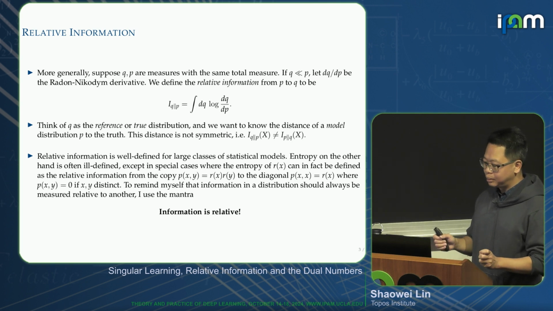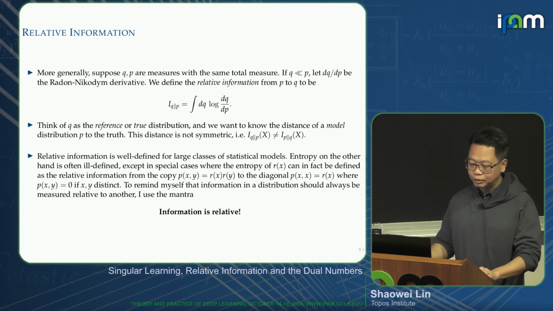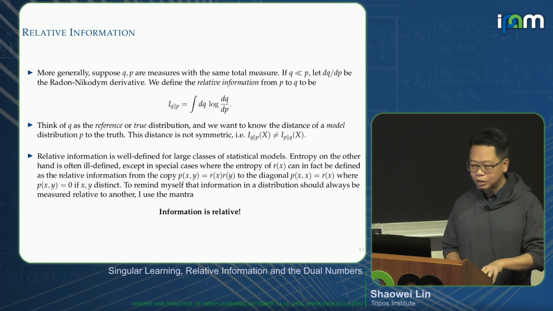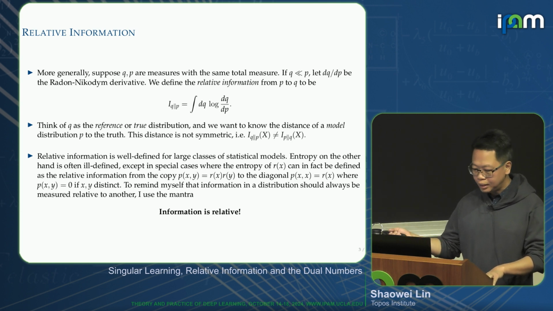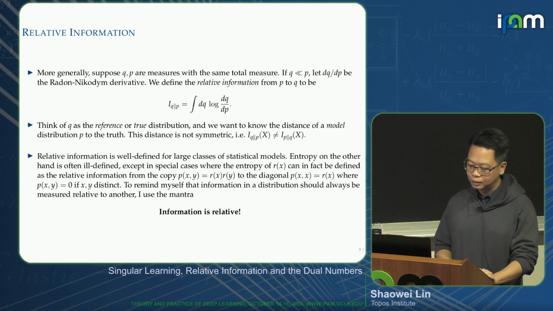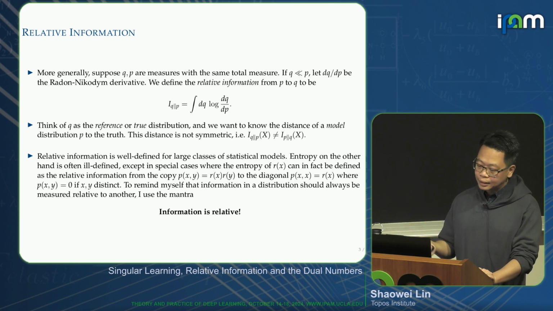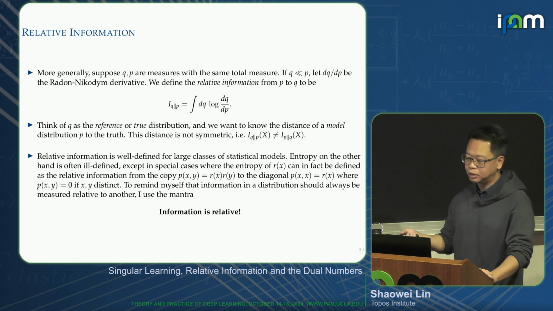Now I'm going to rant a little bit. Relative information as a concept is very well defined for a large class of statistical models. A lot of approaches in information theory tend to focus on entropy. Entropy, on the other hand, is often ill-defined, except in certain special cases like finite sets or certain kinds of continuous sets. But in all of those cases, you can redefine entropy as a special case of relative entropy.